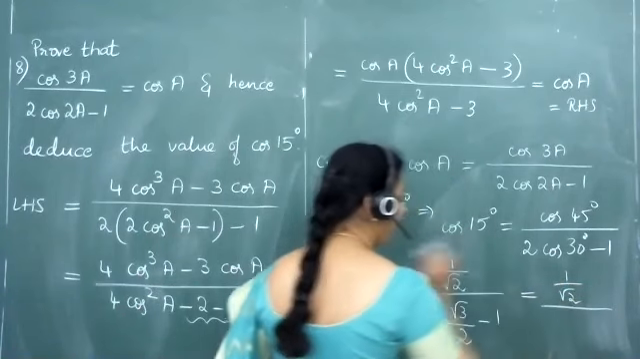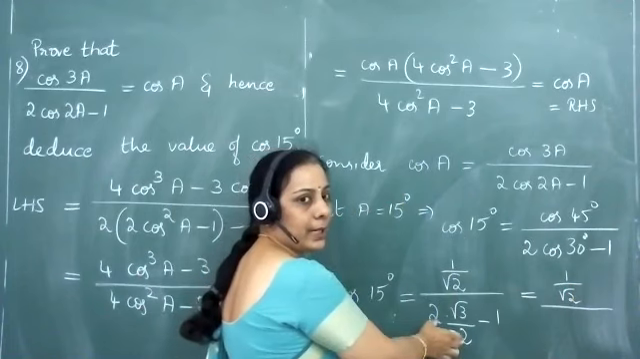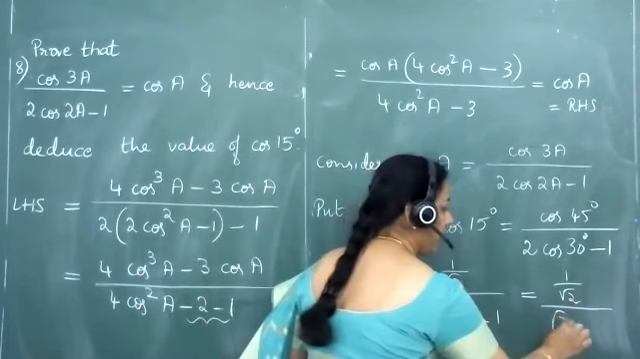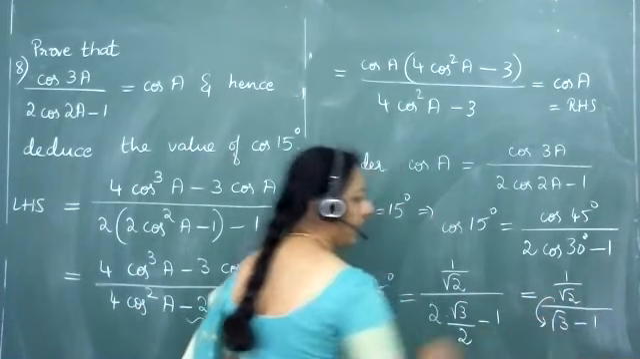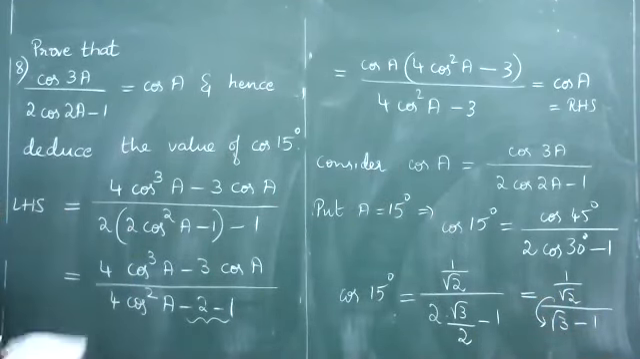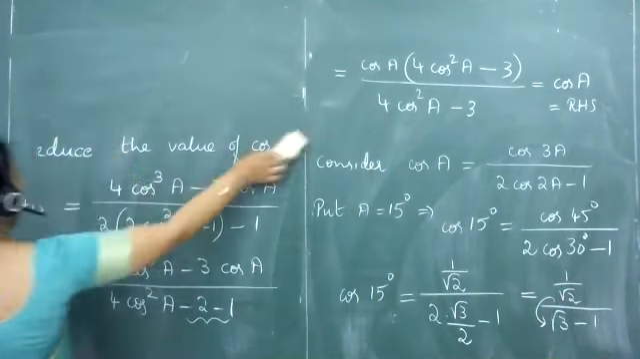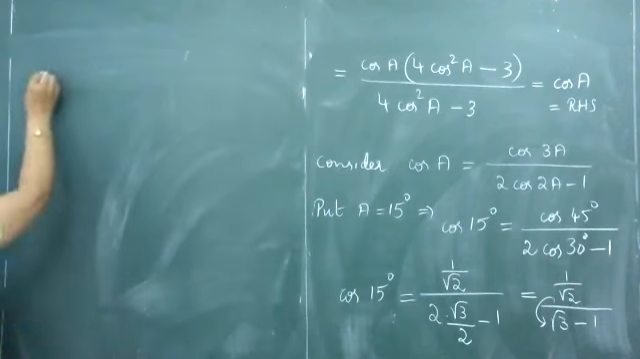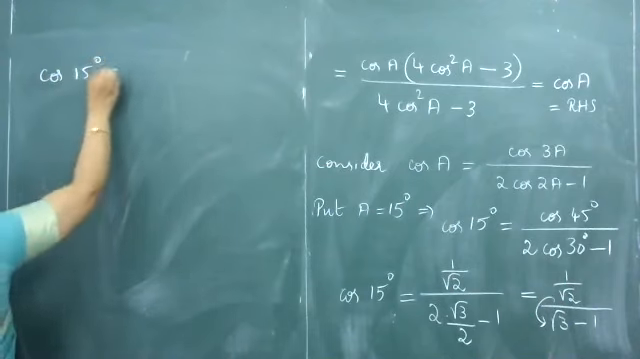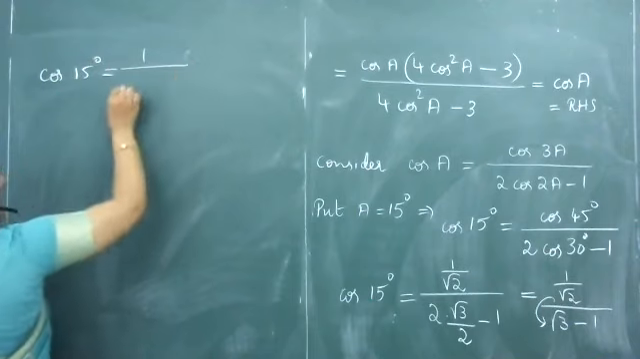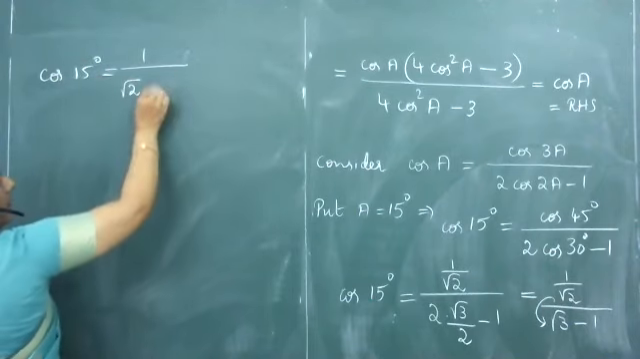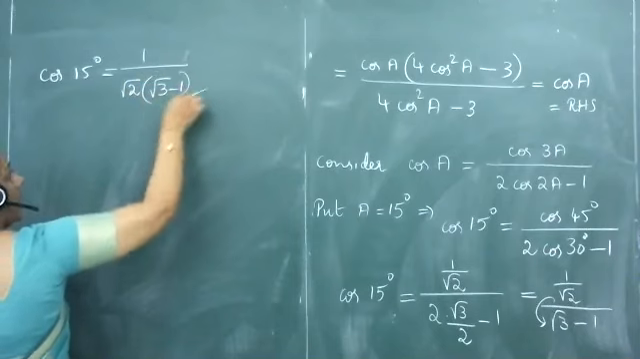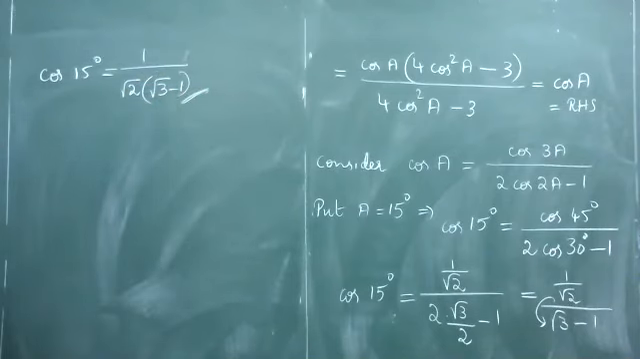1 by root 2 whole divided by 2 and 2 get cancelled. We have just root 3 remaining minus 1. And this root 2 in the numerator I can transpose to the denominator so that we finally get the value of cos 15 degrees as equal to 1 divided by square root of 2 multiplied with root 3 minus 1. You could retain the answer as it is. There is no need for us to rationalize the denominator.